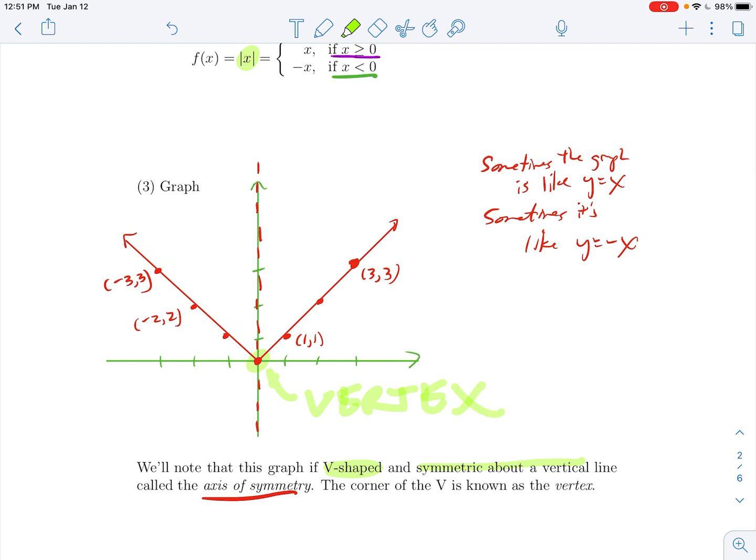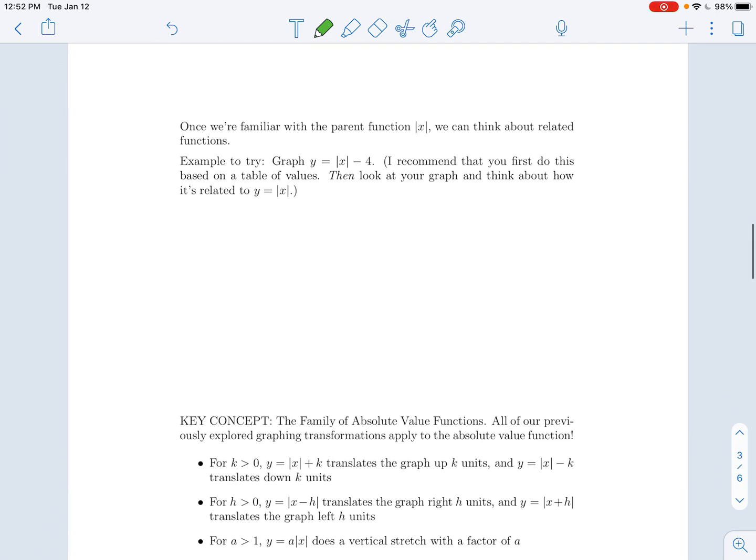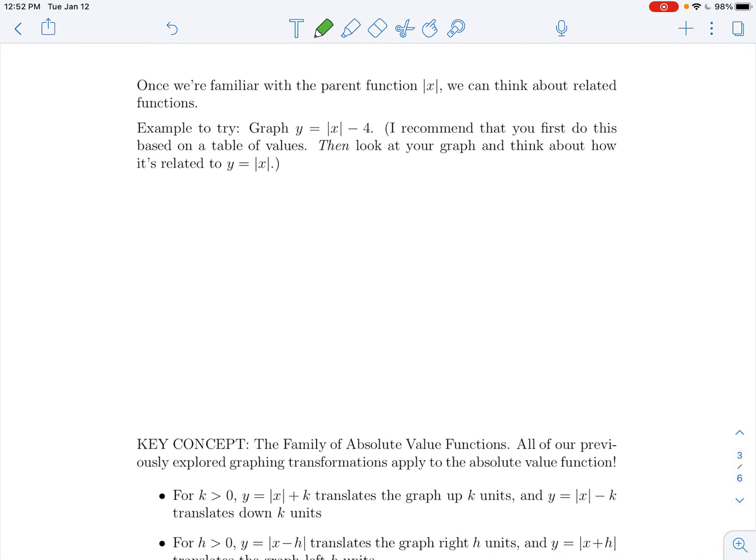Even if we had a different V-shaped graph, we could still talk about its vertex and its axis of symmetry. But this graph I want you to know. If I ask you about the graph of absolute value of x, you should be able to come up with this relatively quickly. And once we're familiar with that parent function, we can think about related functions, right? We now know these transformation rules, and they're still very new, but we can start playing around with them.